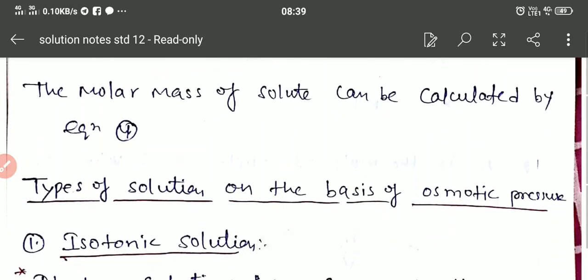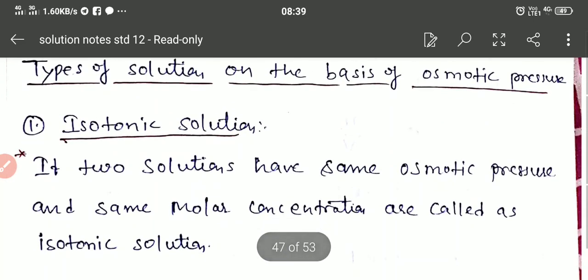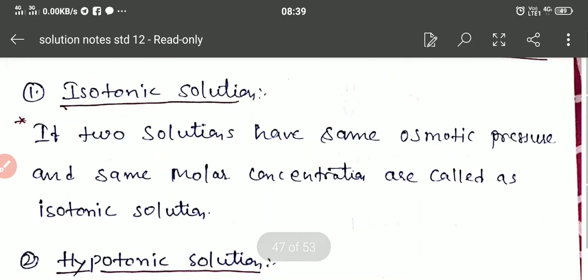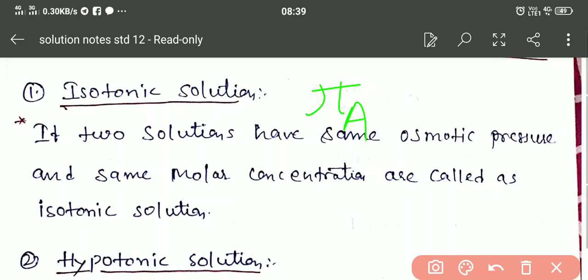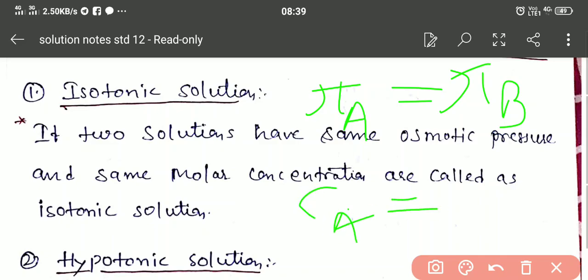Now there are 3 types of solution on the basis of osmotic pressure. First one is isotonic solution. So what is isotonic solution? If two solutions have the same osmotic pressure, if we have solutions A and B and the values of pi A and pi B, the osmotic pressures, are the same and the concentrations Ca and Cb are also the same, then these solutions are known as isotonic solutions. So the condition for solutions to be isotonic is that the osmotic pressure must be the same and the concentration also must be the same.